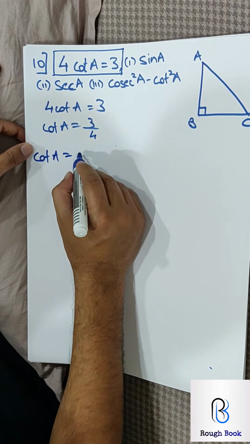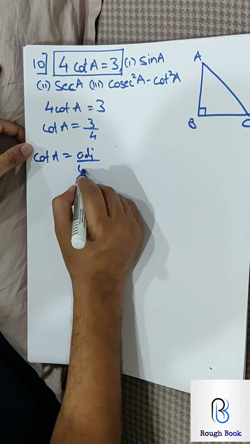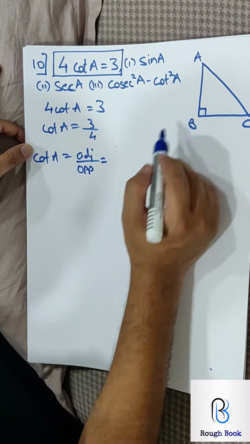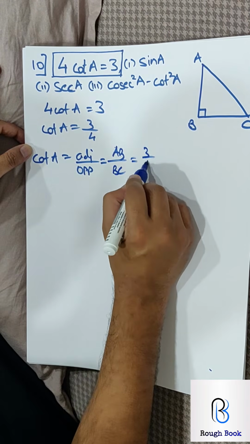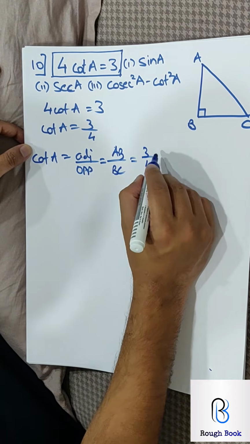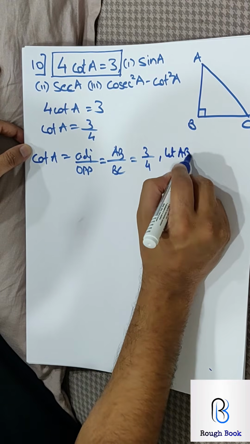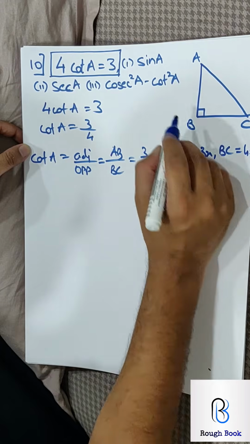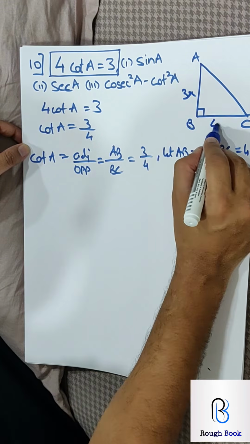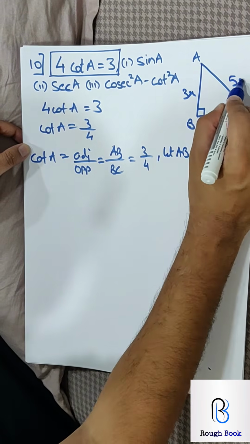Cot A is what? Adjacent upon opposite. So for A, the adjacent is AB and opposite is BC. So 3 by 4. So let AB be 3x and BC be 4x. So AB is 3x and this is 4x. Pythagoras, this will be 5x.